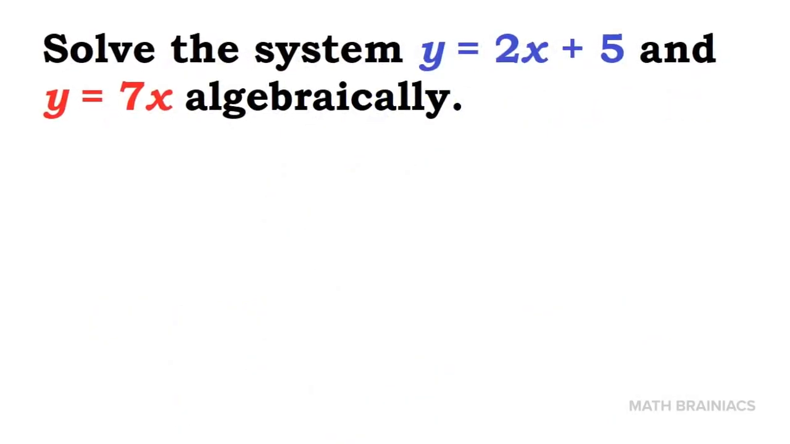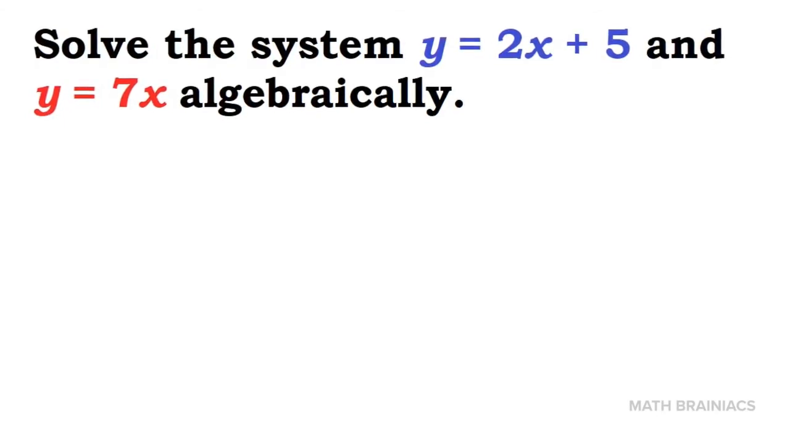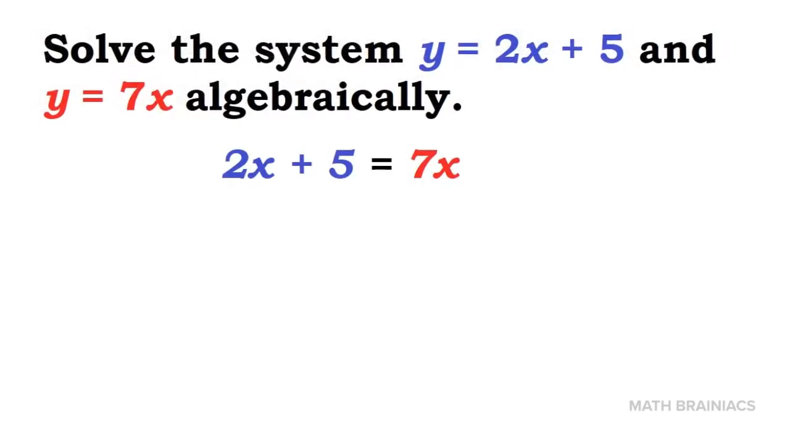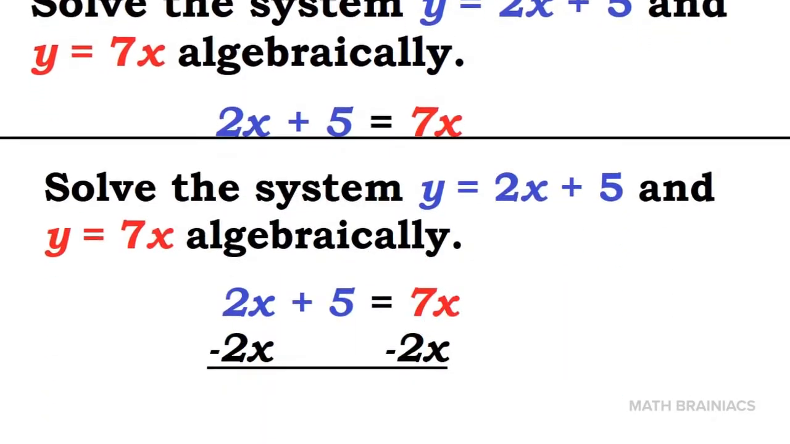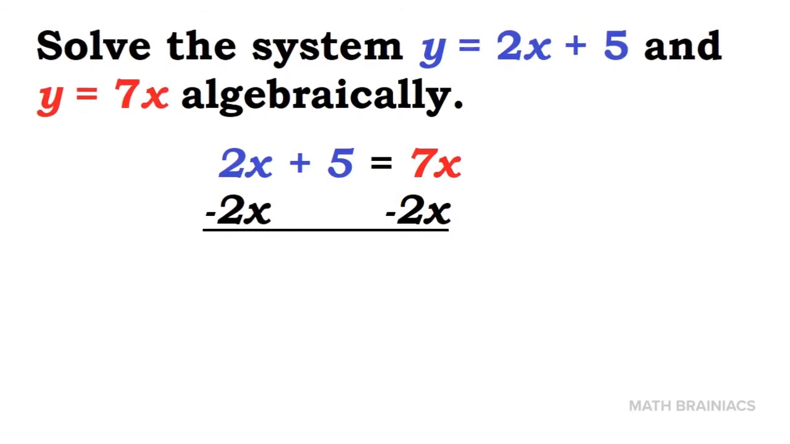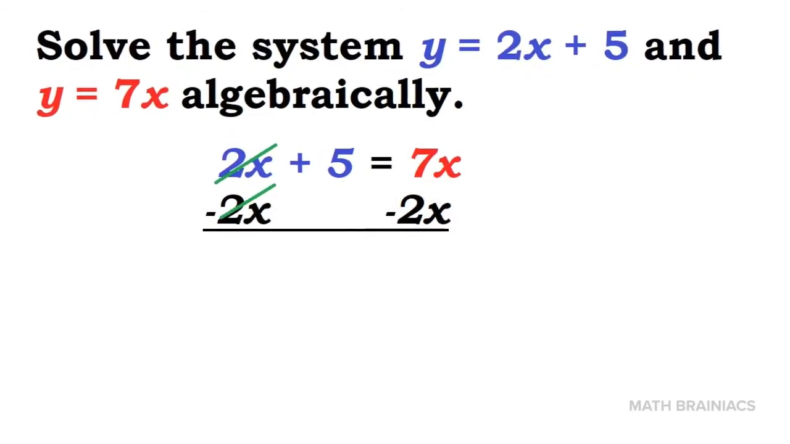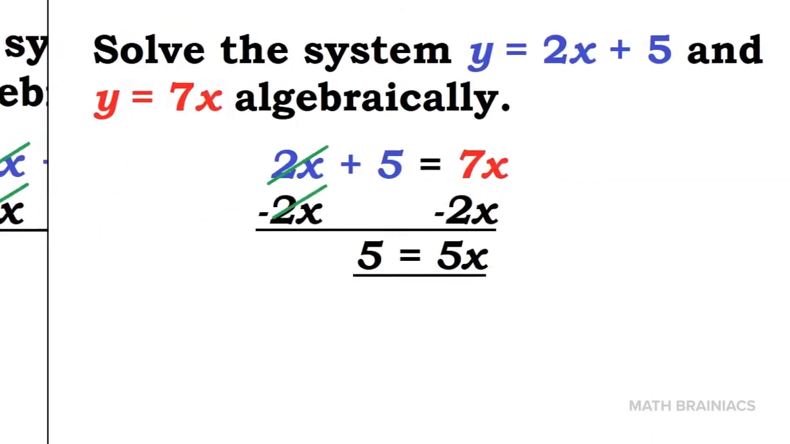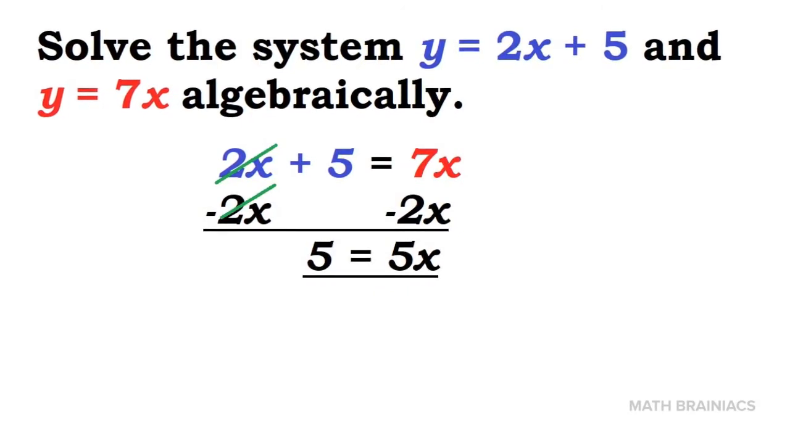Let us work on another example so that you can understand it well. Solve the system y is equal to 2x plus 5 and y is equal to 7x algebraically. Since both equations are equal to y, we can solve for the value of x, which will give us 2x plus 5 is equal to 7x. Let us subtract 2x on both sides of the equation. We can cancel out the 2x on the left side. Moreover, we can work on 7x minus 2x, which will give us 5x.